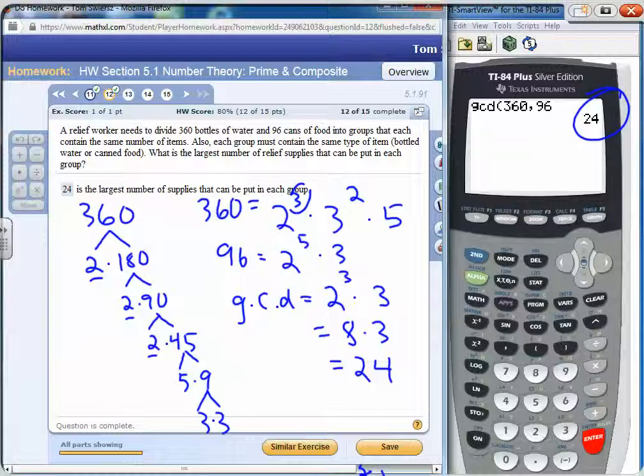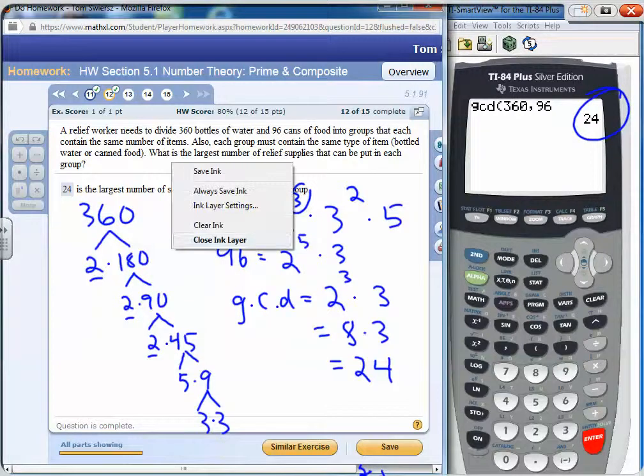Okay? So definitely use your calculator if you've got one. It makes it a lot easier. But if you don't, it'll just take you a couple extra minutes to do it.